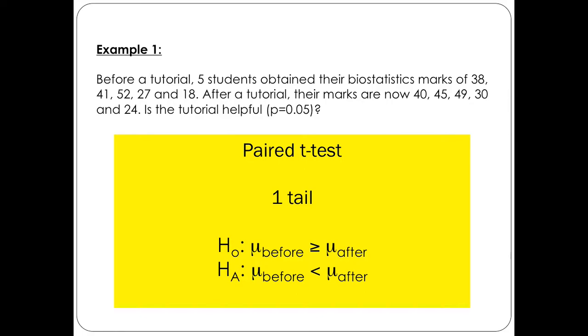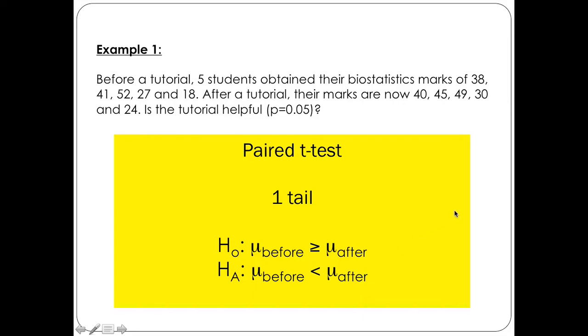There is a direction. So your null hypothesis is that the mean score before the tutorial is larger than or equal to the mean score after the tutorial. Whereas your alternative hypothesis is that your mean score before the tutorial is lower compared to the mean score after the tutorial. So therefore there is a direction here.